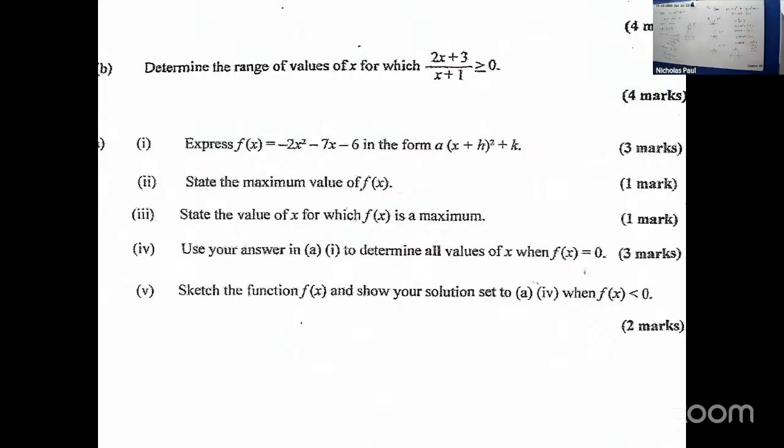Right, answer exactly what they asked. They ask to complete the square, what's the maximum value, what's the x value, find these solutions and then sketch. Ignore the less than 0 part. So they are asking you exactly what we did on the board.